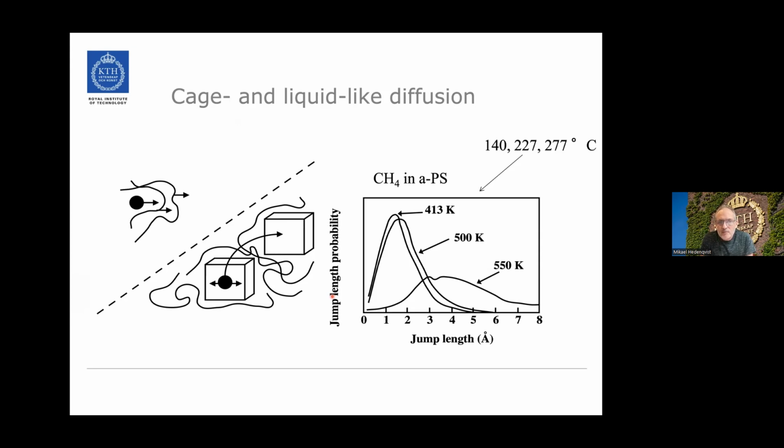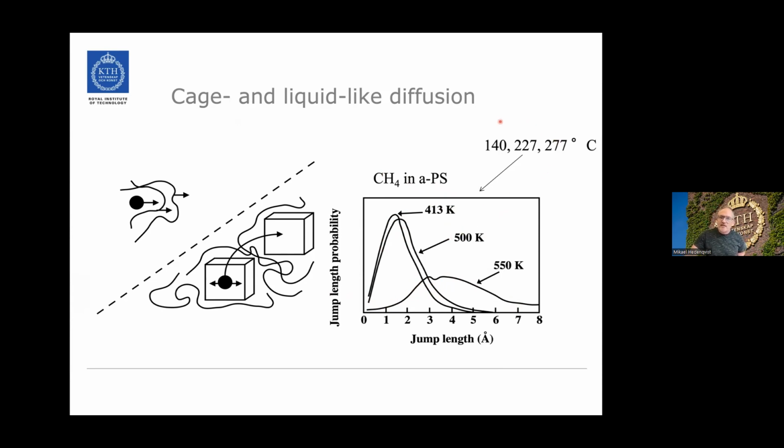If you go from low to high temperature, you will go from something referred to as cage-like diffusion into something we can refer to as liquid-like diffusion. The chart here is the MD simulated jump length probability for quite a lot of calculations. It shows 3 temperatures. This is methane in polystyrene. What is interesting is how it jumps. Here you have more discrete steps, so to say. In the liquid-like diffusion, you have less well-defined jumps.